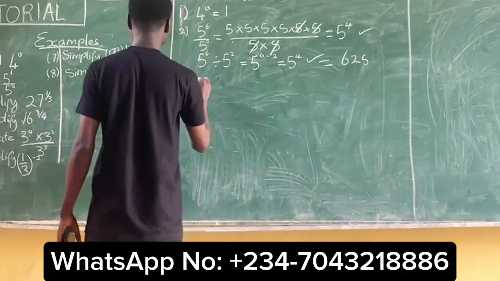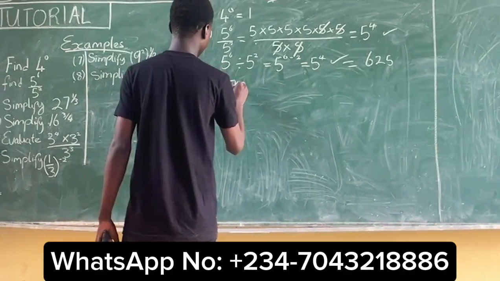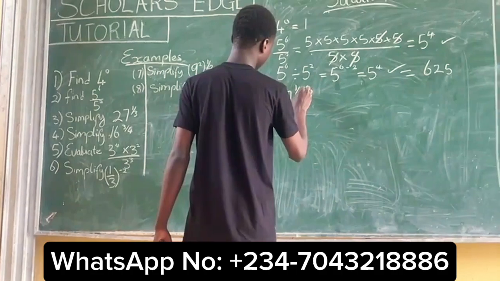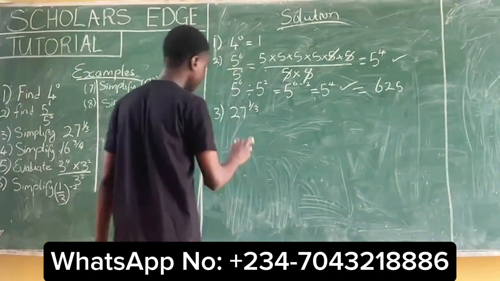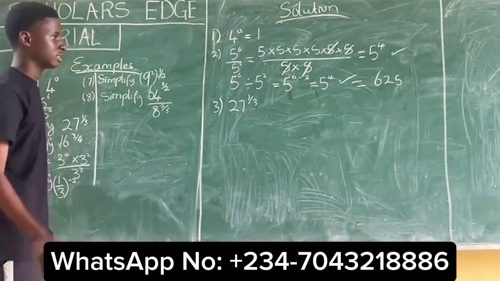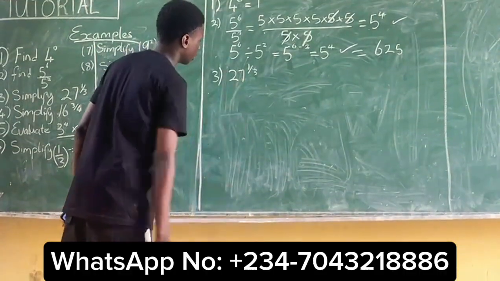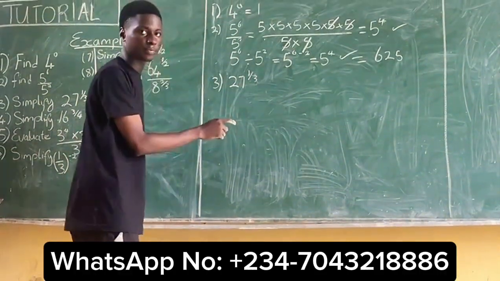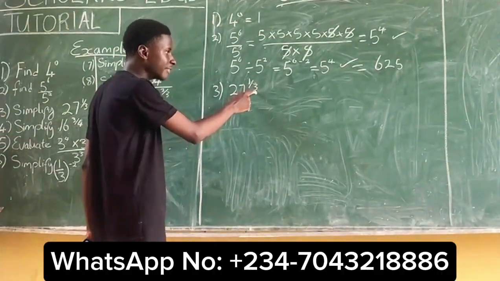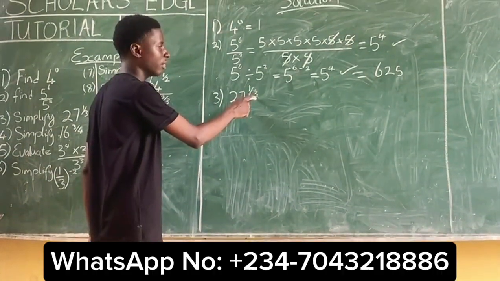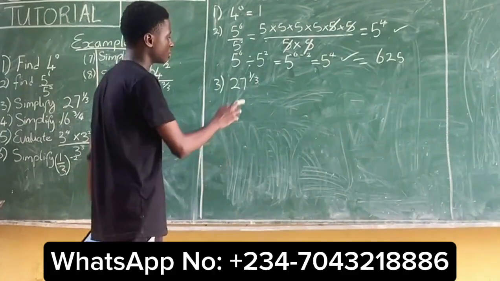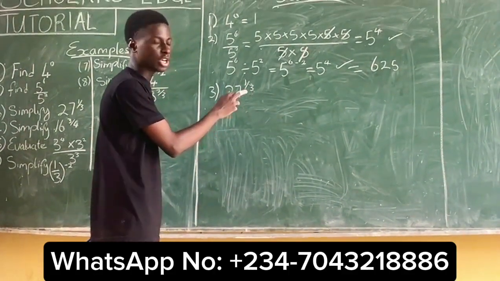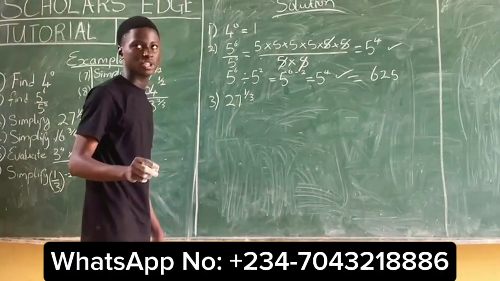Number 3 is simplify 27 to the power of 1 over 3. Now, if you are given something like this, I forgot to mention this under the note of indices. The denominator of the fractional power serves as a root. If it's 3 that is given here, it serves as a cube root. If it's 2, it serves as a square root.